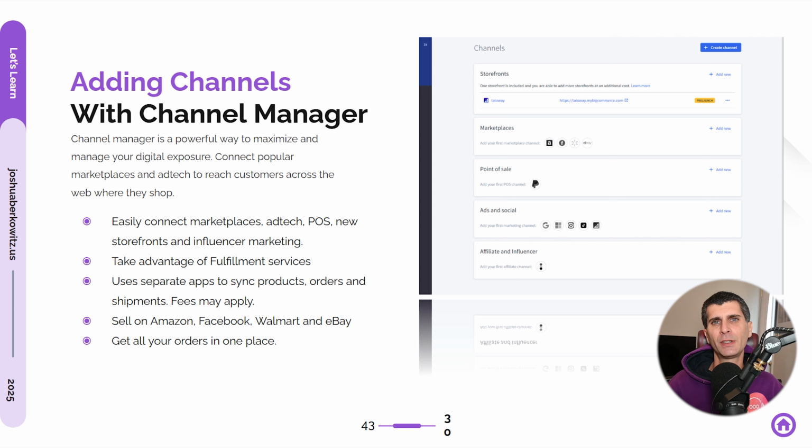Although each of the different sync options to different marketplaces and ad tech require separate apps, it's more economical than setting up a catalog for each. And when you use the separate apps, you can choose apps that sync back orders and customer information, allowing you to centralize all of your order information, processing, and shipments in one location.